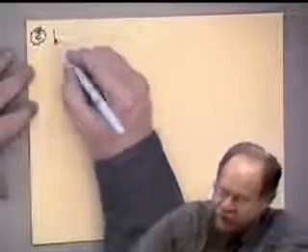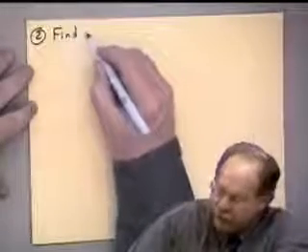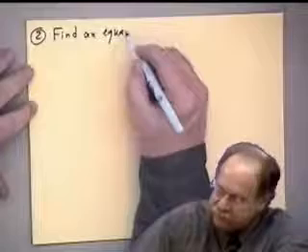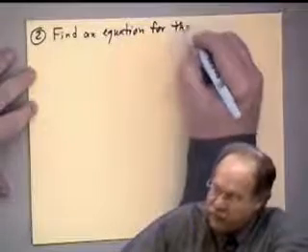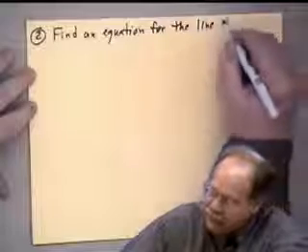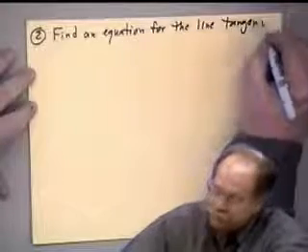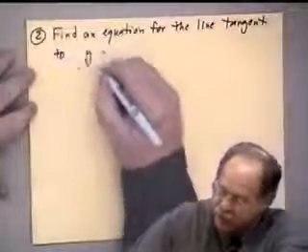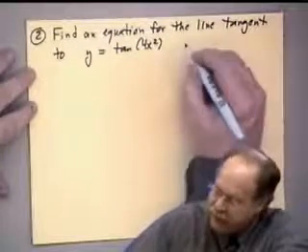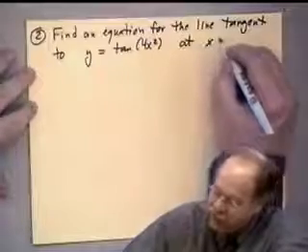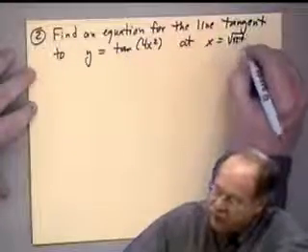one that has a different question and answers a different question. Find an equation. We've done these sorts of things before. Find an equation for the line tangent to the following function, y equals the tangent of 4x squared, at the point x equals the square root of pi.